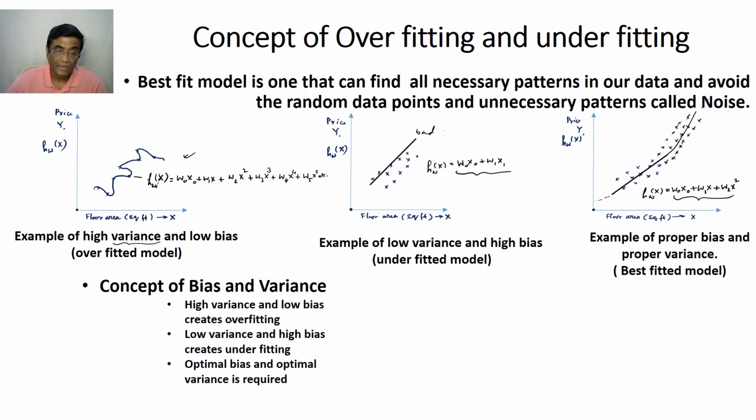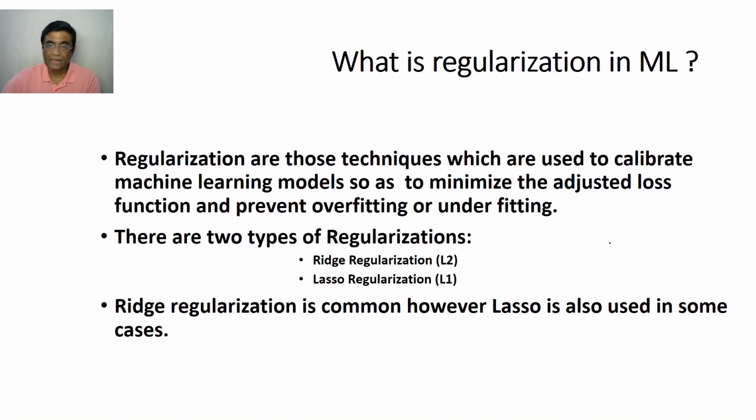Low variance and high bias create an underfitting problem, and optimal bias and optimal variance, which is required, create the best fitted model. Now the question is: given a data set, how do we know what the optimal parameters are which my predictor should have? So the idea is, can you automate? Let the training data tell how many parameters should be there. Can you automate the design process?